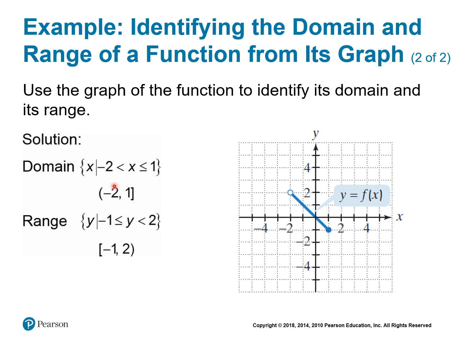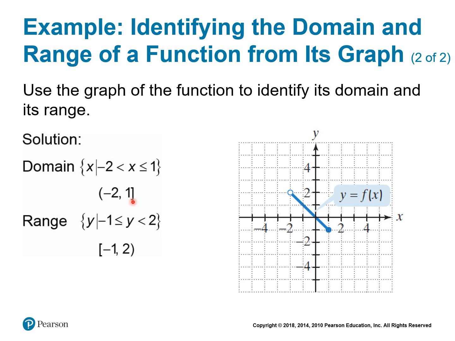In the interval notation, note how it is represented. Because we have a hollow circle at -2, we use the round bracket to represent that -2 is not included.